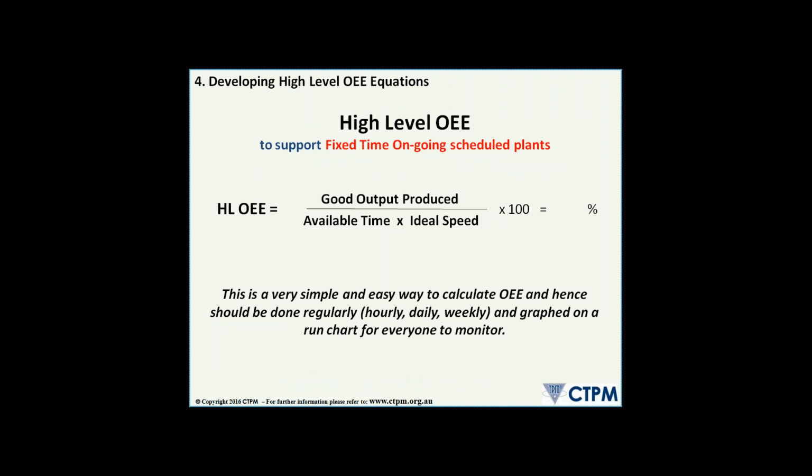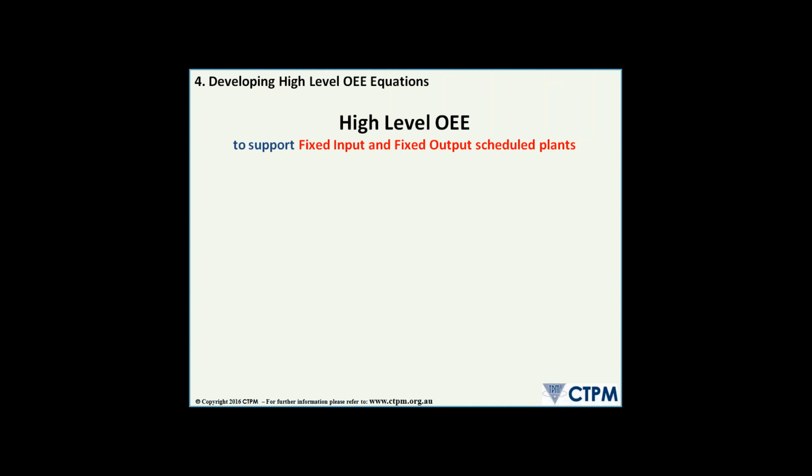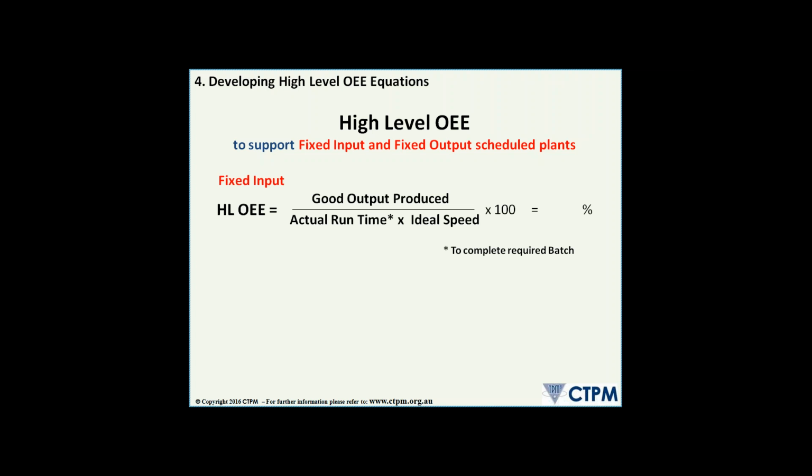And we find that equation is a very simple and easy way to calculate OEE, very accurate, and should be done regularly. So hourly you can do it, so that when your line is running, if you have a problem, you identify it after an hour and you can take corrective action, not waiting for the end of the shift. You can calculate it daily or weekly and graph it and watch for trends as an outcome of your improvement activities. Now, when we move on to fixed input and fixed output scheduled plant, we have our high-level OEE equation for fixed input to complete the batch, and simply all that happens there is the available time becomes actual runtime.